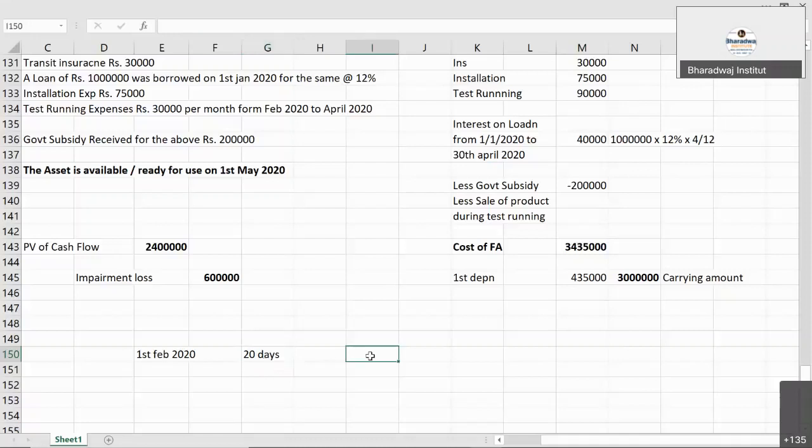Now the seller can recognize the income only on approval of the goods or on the expiry of the 20th day.